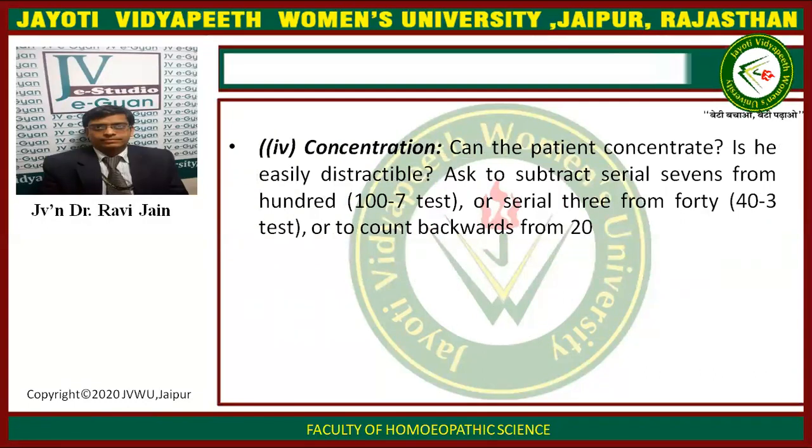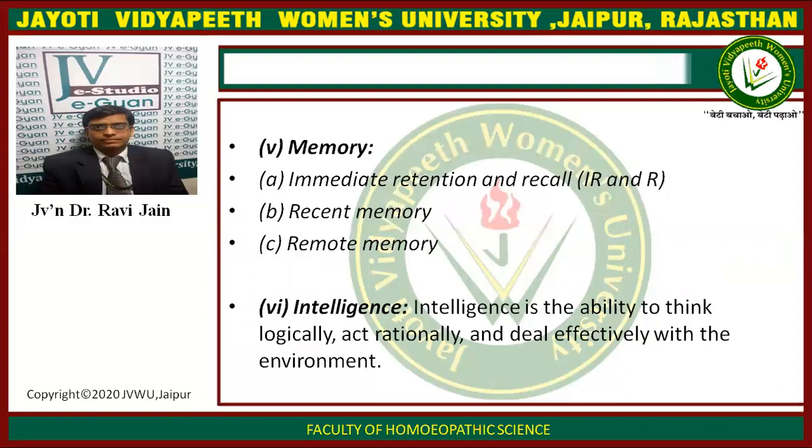Next is the checking of concentration of the patient. Can the patient concentrate? Is he easily distractible? Ask him to subtract serial 7s from 100. That is, ask the patient to say the answer for 100 minus 7, or serial 3s from 40, that is 40 minus 3. What is the answer? Or ask him to count backward from 20. This is the test to check the concentration level.